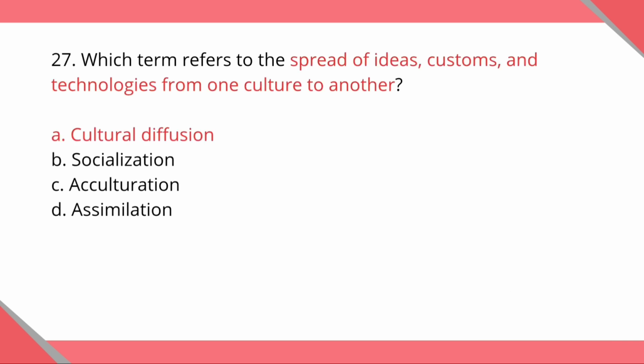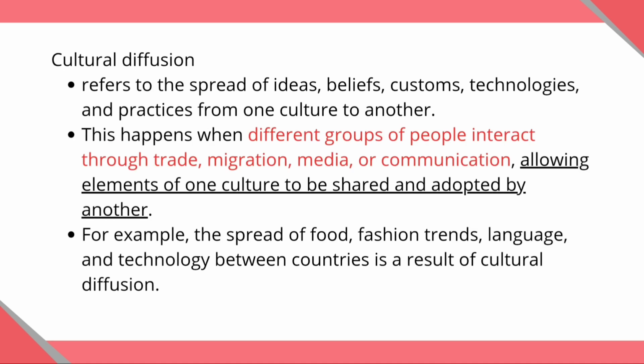The correct answer is letter A. Cultural diffusion. It refers to the spread of ideas, beliefs, customs, technologies, and practices from one culture to another. This happens when different groups of people interact through trade, migration, media, or communication, allowing elements of one culture to be shared and adopted by another. For example, the spread of food, fashion trends, language, and technology between countries is a result of cultural diffusion.